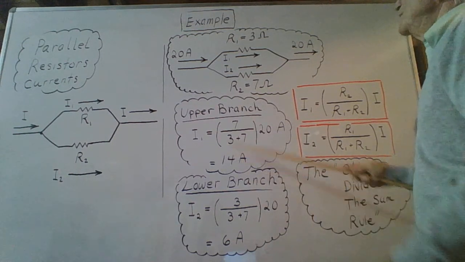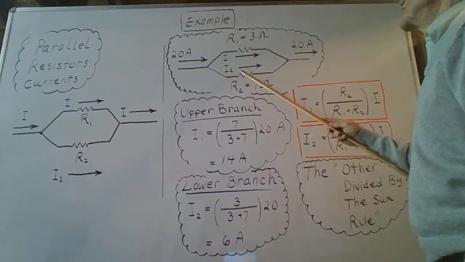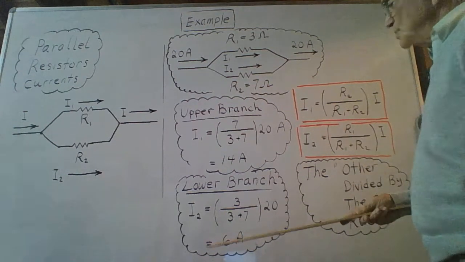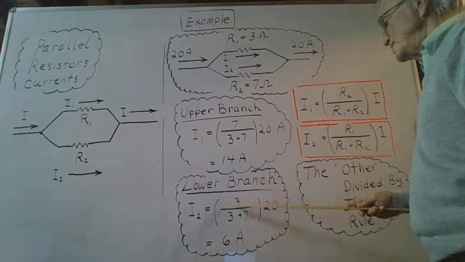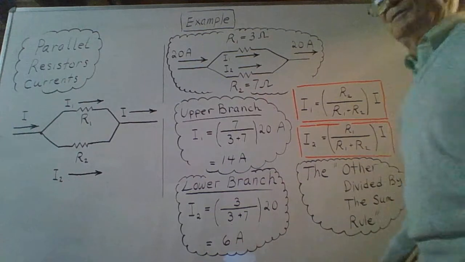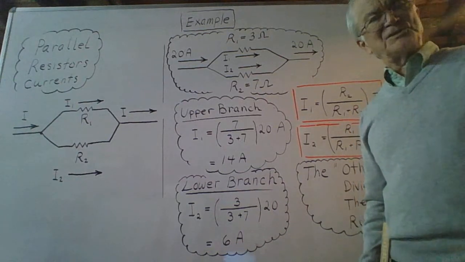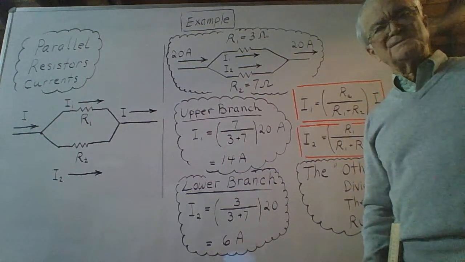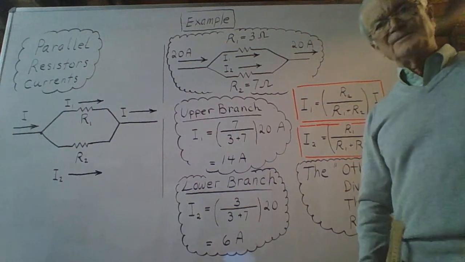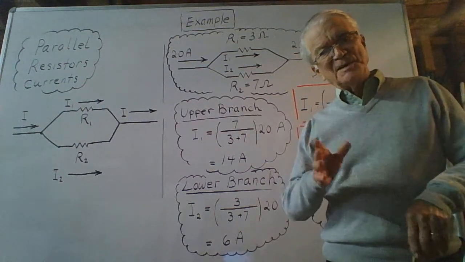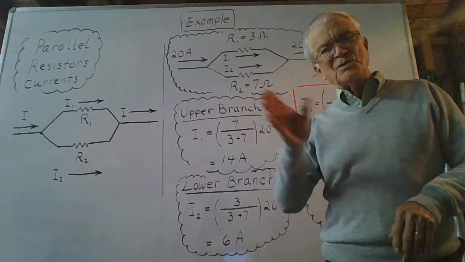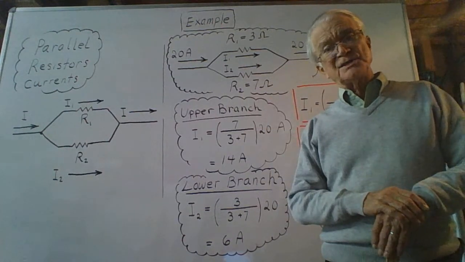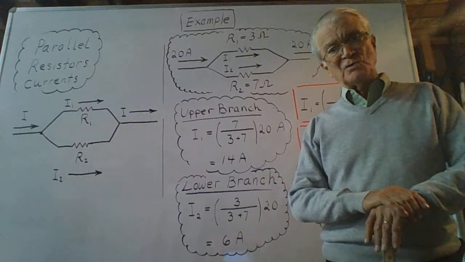Subtract the 14 from the 20, and that leaves just 6 downstairs, which we can confirm using the other divided by the sum rule. That concludes this brief presentation of the method that you can use to determine the amount of current that goes into the two different branches in a pair of parallel resistors.